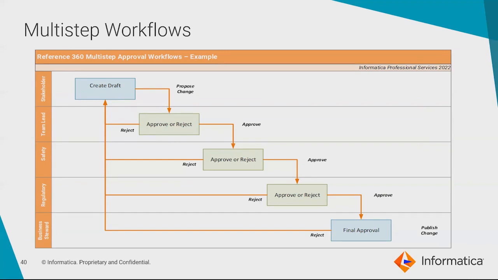And as soon as it gets published, the publish subscribe systems that we have in place will pick up that change and publish them to downstream systems. So this is a more complex example, but you can see it's still relatively straightforward. It's just a chain of approve or rejects at each level.